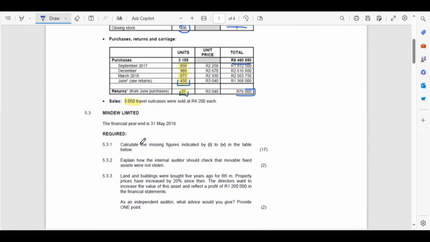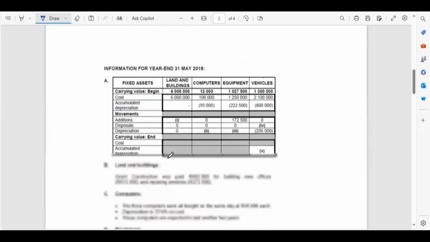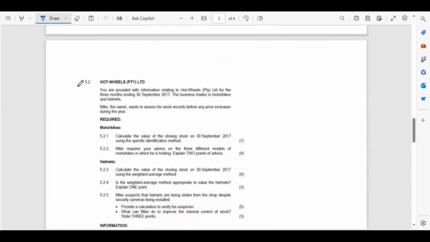Now this question I'm not going to answer because it relates to your fixed assets, and our focus here is inventory valuation, right? We are not focused on doing the fixed asset calculations for now, right? Now moving on to the next question, which is 5.2 relating to your Hot Wheels company.